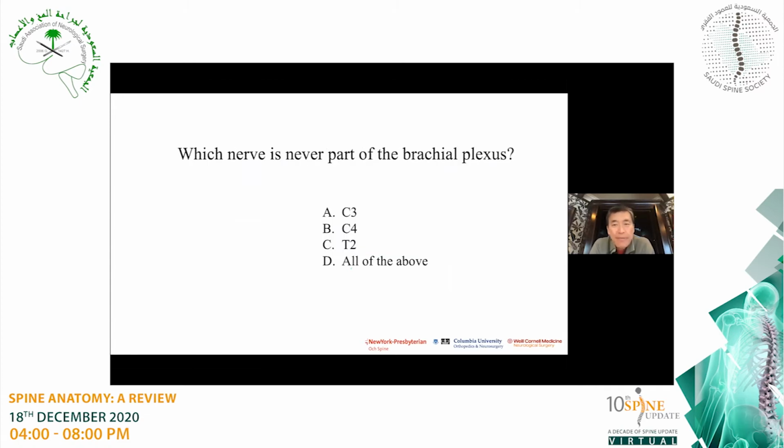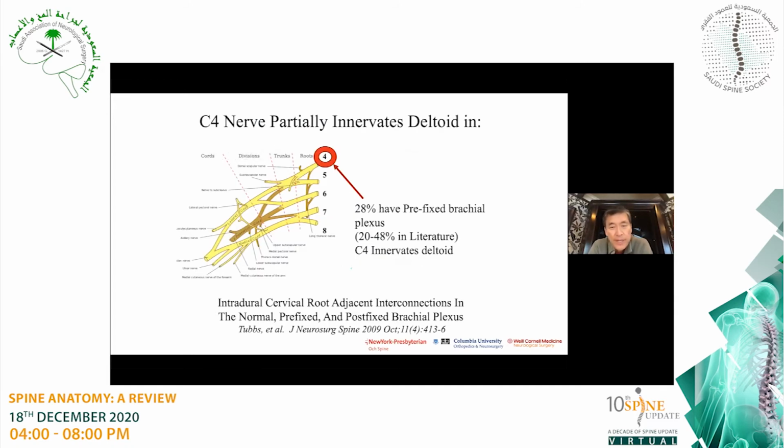Which nerve is never part of the brachial plexus? Is it C3, C4, T2, or all of the above ever part of the brachial plexus? And if you were listening to the last lecture, you would know the answer to this because it was very well covered, that there is such thing as a prefixed brachial plexus where the C4 nerve actually partially innervates the deltoid. And that can exist up to maybe even 48% of the cases.